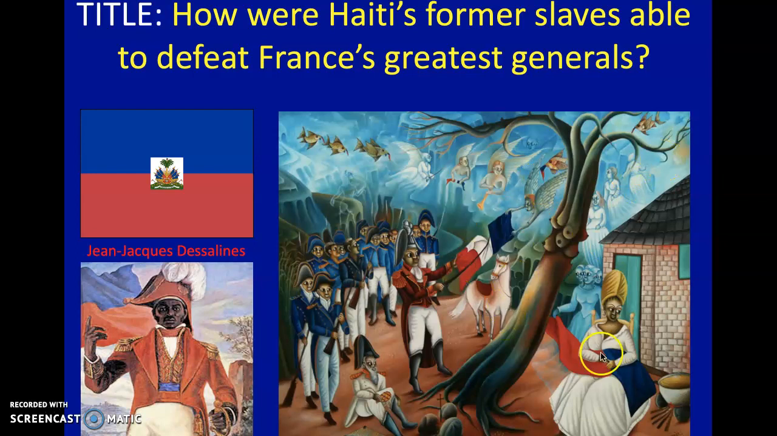And what is happening here? This woman is making a new flag from it by stitching together the red and the blue. The red and the blue are not going to represent Paris on Haiti's flag, though. They're going to represent the alliance between the formerly enslaved Africans and the free coloreds.